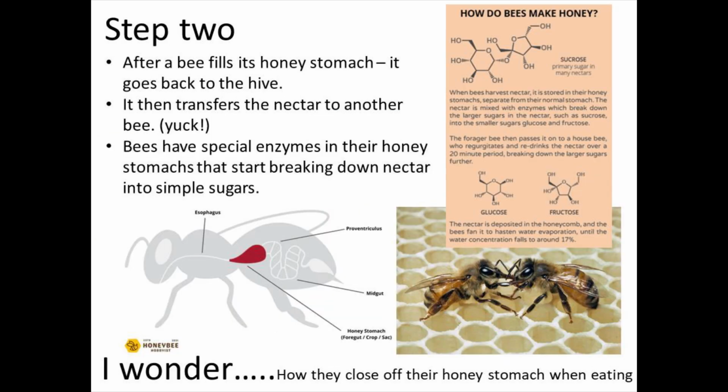As you can see in each of these pictures, they're covered with pollen. Step 2. After the bee fills its honey stomach, it goes back to the hive. It then transfers its nectar to another bee. The bees have special enzymes in their honey stomach that start breaking down nectar into simple sugars, glucose and fructose. I wonder how they close off their honey stomachs when eating.